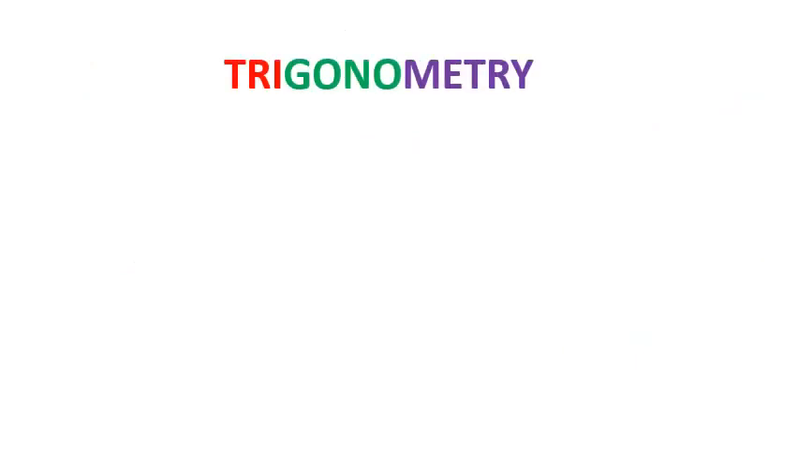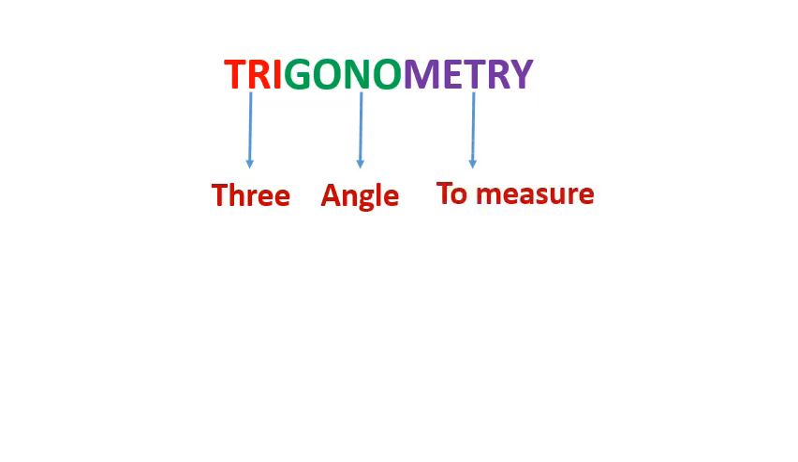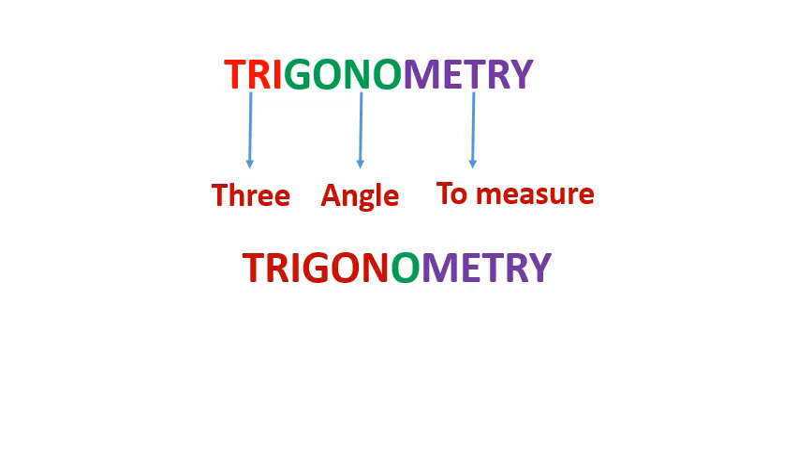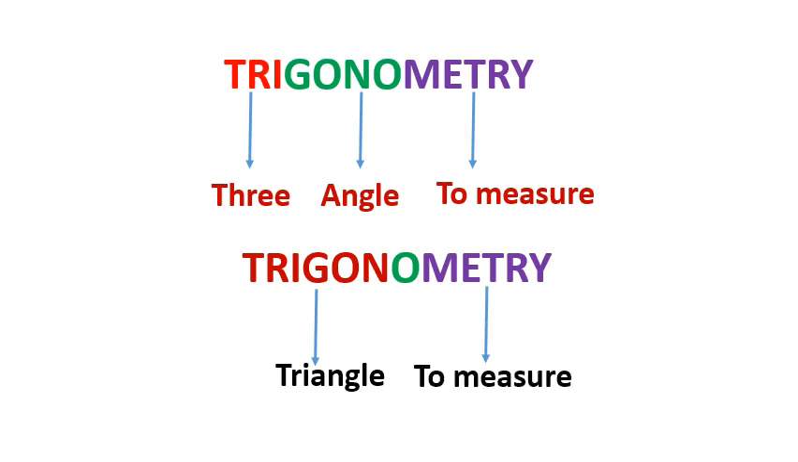The word trigonometry comes from three words. Tri means three, gono means angle, and metry means to measure. So the word trigonometry means trigon, that is triangle, and metry means to measure.